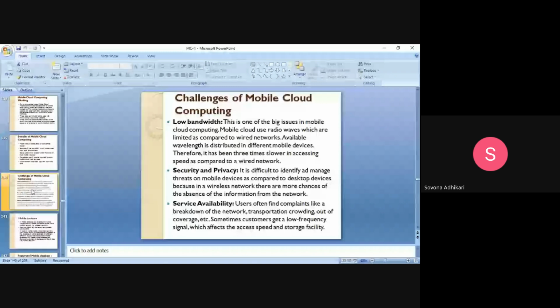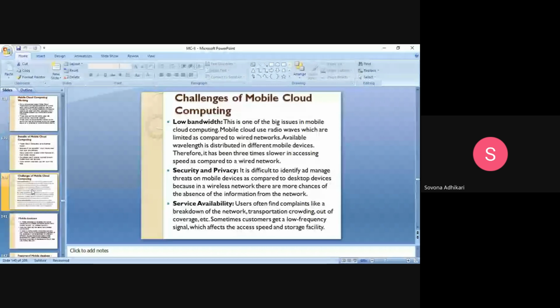Second, security and privacy. As it is a wireless connection, security may be a challenge. It is difficult to identify and manage threats on mobile devices as compared to desktop devices, because in a wireless network information is exposed on the network. So as it is a wireless network, security is a challenge.